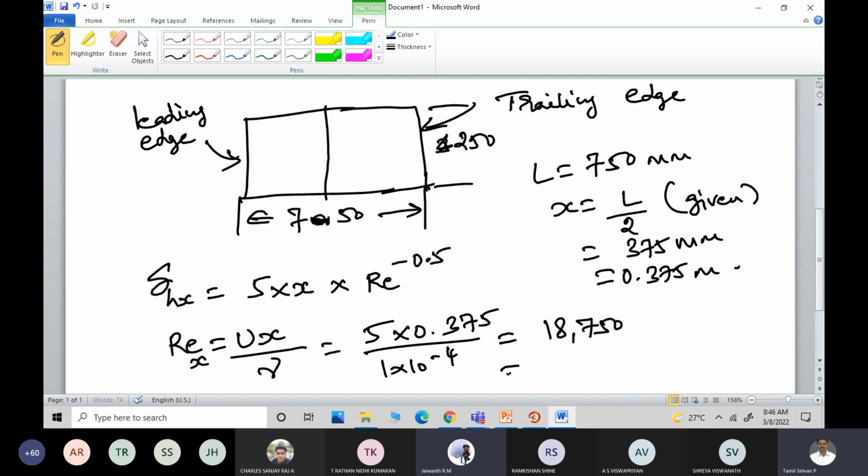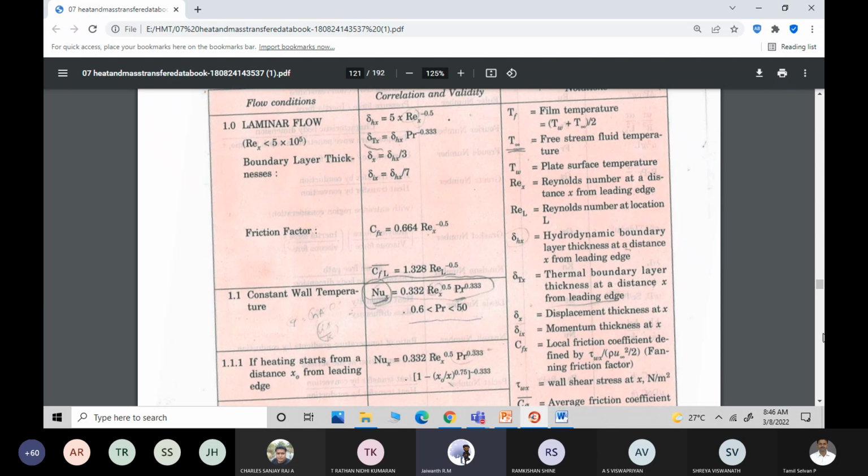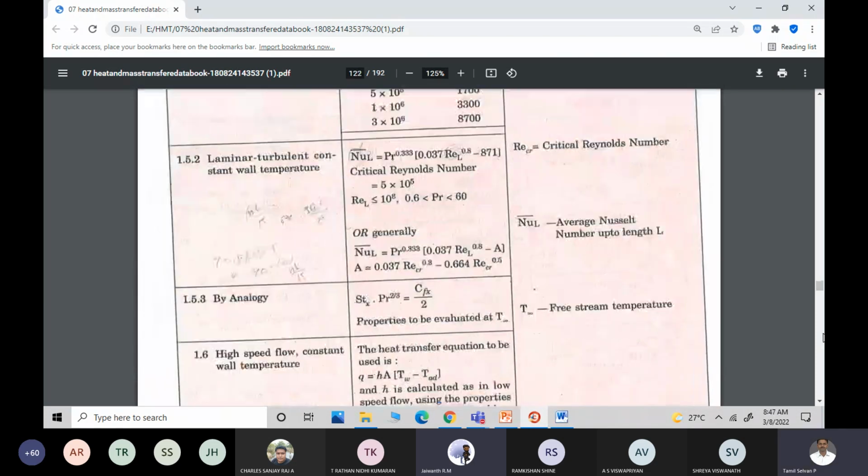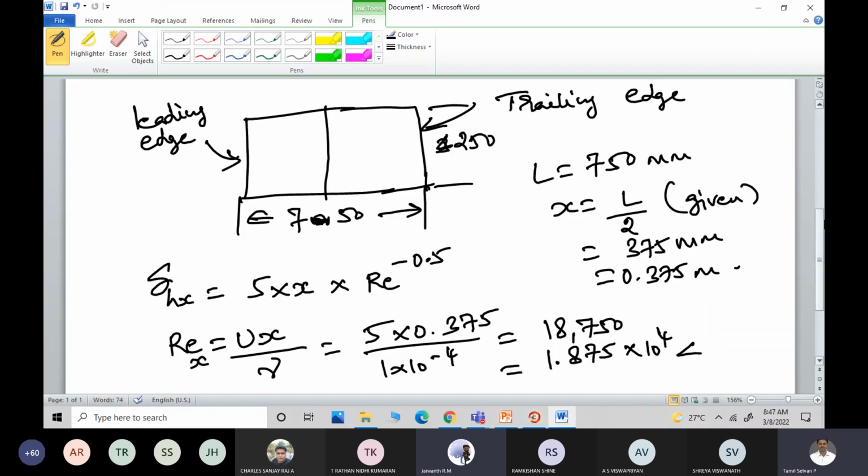It is nothing but 1.875 into 10 power 4. Am I correct, students? Yes, sir. Which is less than 5 into 10 power 5. What is the laminar turbulent critical Reynolds number? 5 into 10 power 5. So this is less than 5 into 10 power 5, so the flow is laminar.